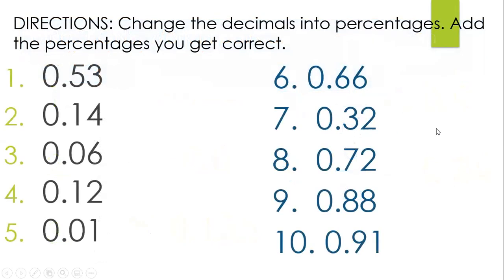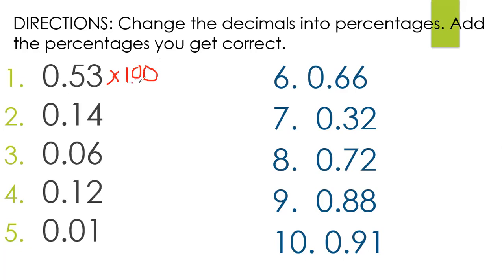Now naman, we will change the decimals into percentages. Practice lang. For example, we have 0.53. Basically, pag kino-convert natin sa percentages, minumultiply natin sa 100. When we multiply a decimal by 100, we will just have to move the decimal point.